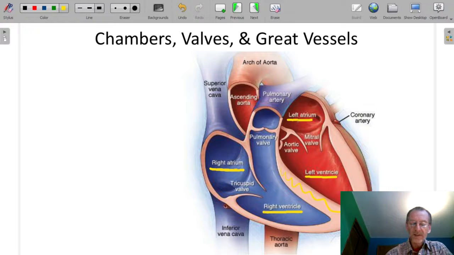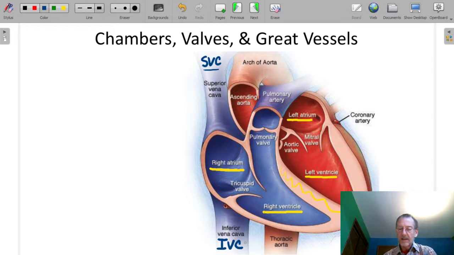For the vessels, the superior vena cava, we might abbreviate just to speed things up as SVC for superior vena cava, and the inferior vena cava we could do similarly, IVC, just speeds up our note taking. And so let's do the right side of the heart first for blood flow.